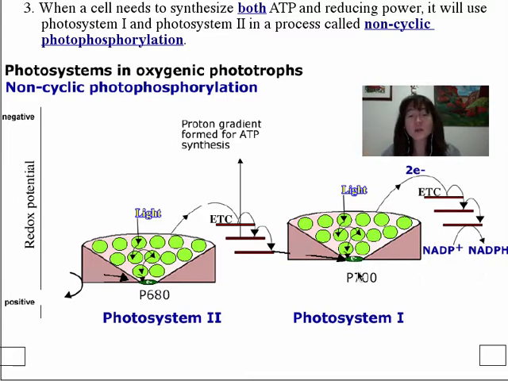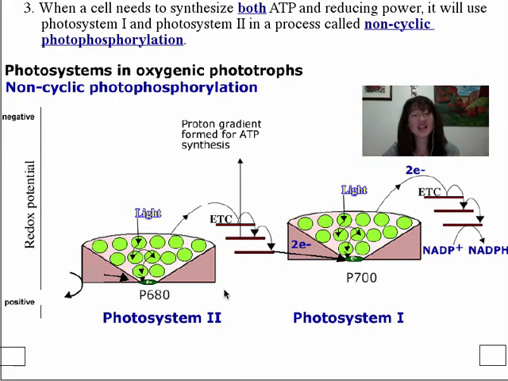So where does P700 go about getting its electrons replenished? Well, that's where Photosystem 2, that was just hanging out, being lazy, comes in. It transfers 2 electrons to that reaction center chlorophyll, and that means that those electrons must have come from somewhere. So let's look at what's going on in Photosystem 2.